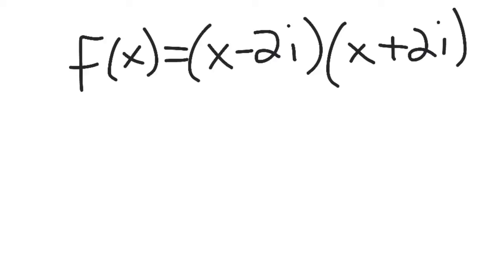Then over here you have 2ix. Subtract 2ix, that makes nothing. So those guys cancel out, and you're left with just x squared plus 4. This is the function in standard form.